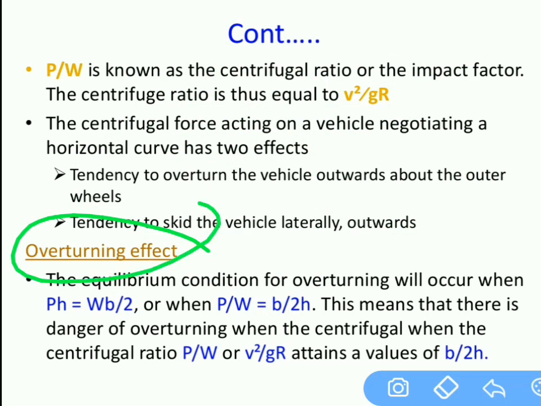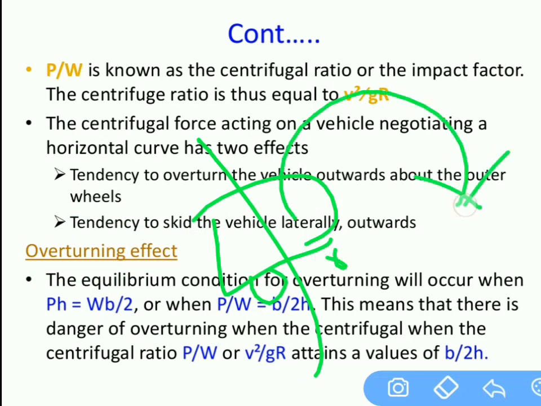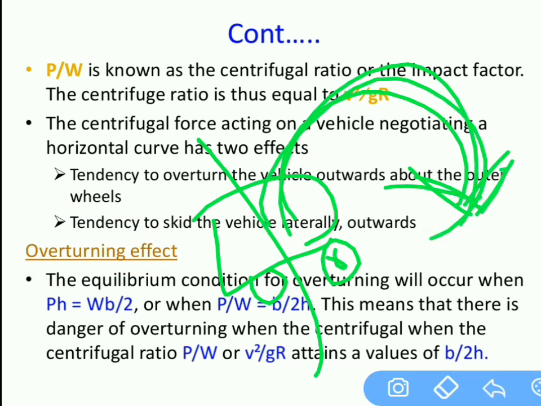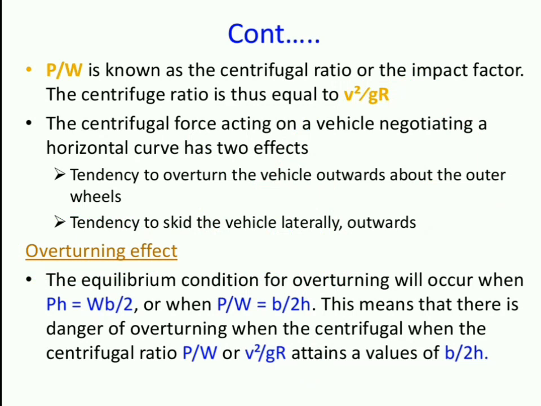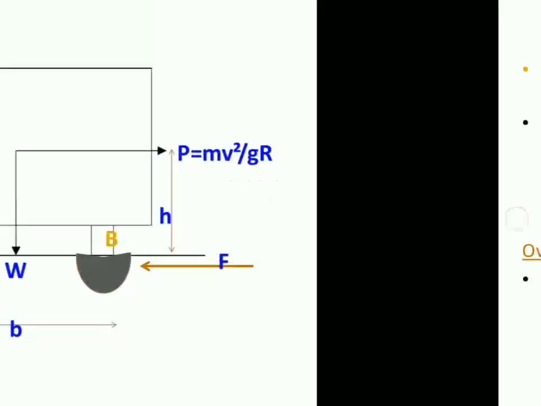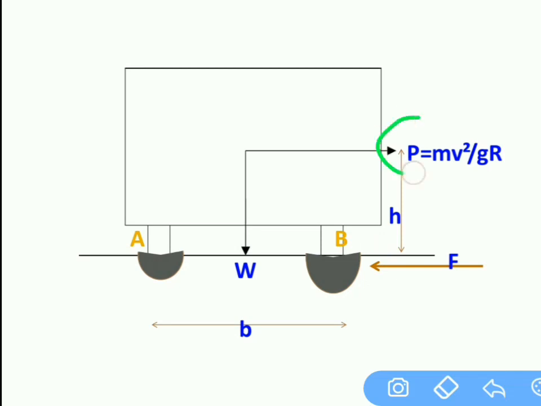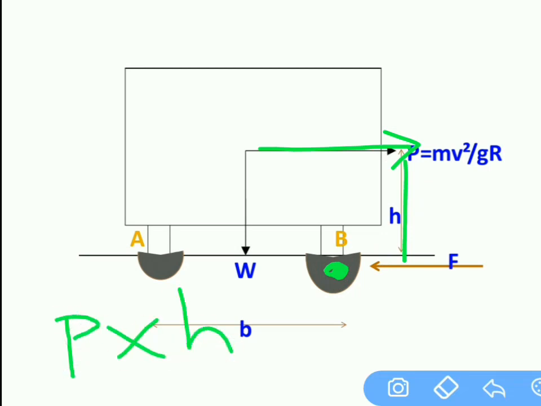What is the overturning effect? If we enter into the curve, my vehicle tries to overturn. Toppling will appear, and toppling means definitely an accident will occur. My vehicle will rotate like this. Clear? If I apply moments for this figure, what will happen? If I apply the moment at B, I will try to derive the equation. Here the force is P, this is the distance H. So the moment for the P force is force into distance: P into H.